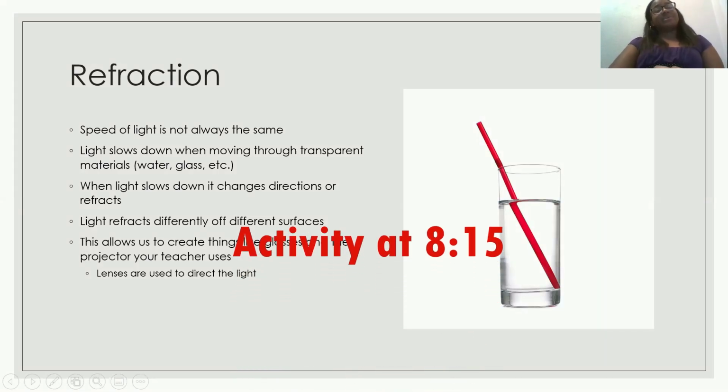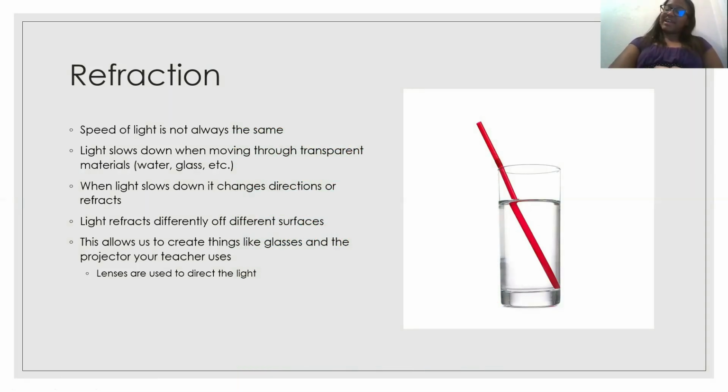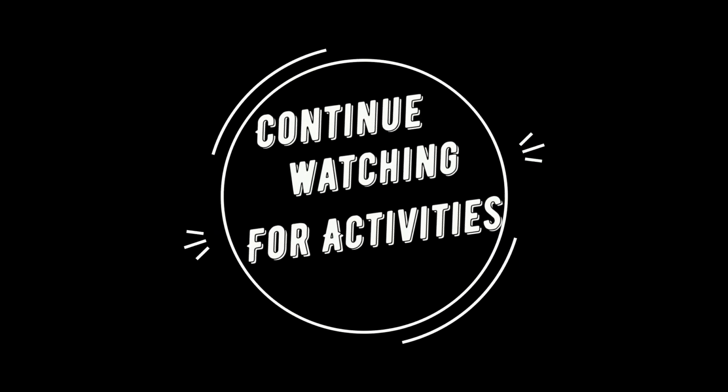We're going to further explore this in an activity. Now we will continue learning with some activities.